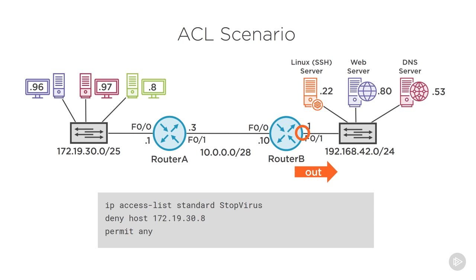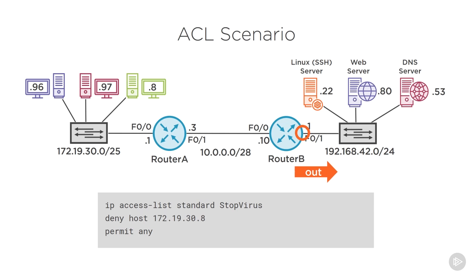That way, if the device 172.19.30.97 wants to access the web server at 192.168.42.80, we can do that because now it'll hit that permit any statement and just won't be automatically denied. So whenever we're working with these statements where we're just denying a single host, we really do have to make sure that the lines after that have permit statements so that we can allow traffic through and not just implicitly deny everything.